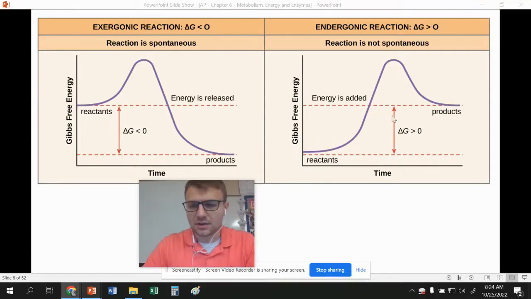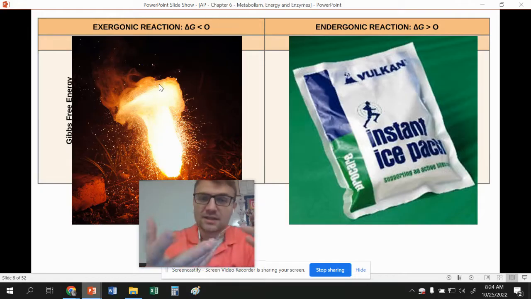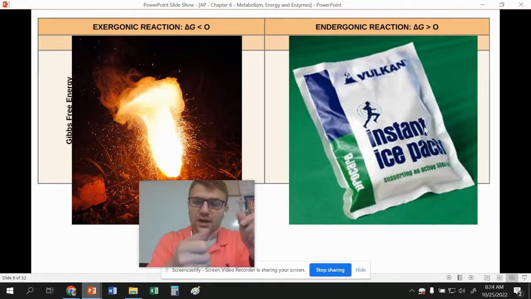In an endergonic reaction, you can see our reactants and products. We have to put in energy. Energy is going to be consumed in this, okay? So when talking about these two different processes, I like to talk about the heat. If you have a fire and it's burning, you're releasing energy. It feels warm. Endergonic reactions, think about those cold packs when you break them. Energy is going in, so it feels cold.